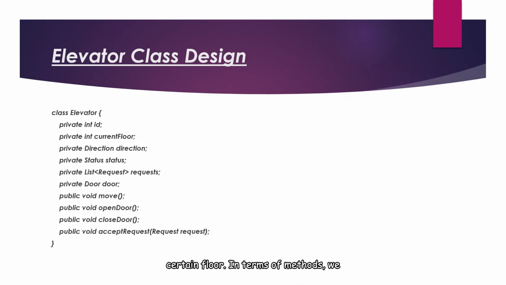In terms of methods, we will have move, which moves the elevator to a specific floor. Open door, which opens the elevator doors when it reaches a requested floor. Accept request, which adds a new request to the elevator's queue. The elevator class is central to our system as it represents the physical elevator and contains the logic to process requests and move between floors. Let's look at the elevator controller and the scheduler, which help manage the interaction between elevators.